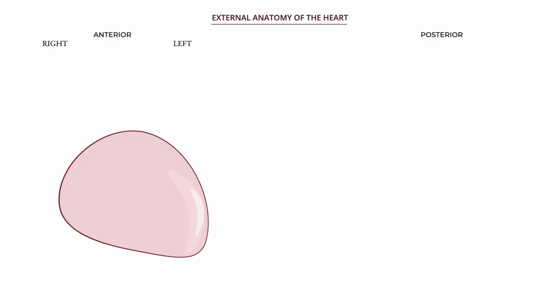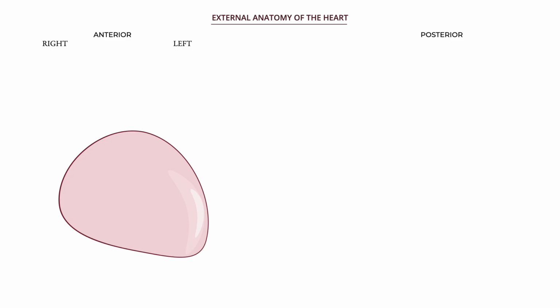Here we'll learn the external features of the heart and how it attaches to the roots of the great vessels. Begin with the anterior surface of the heart. Outline the heart. It's roughly triangular in shape. In anatomical position, its apex points slightly towards the left side of the body.